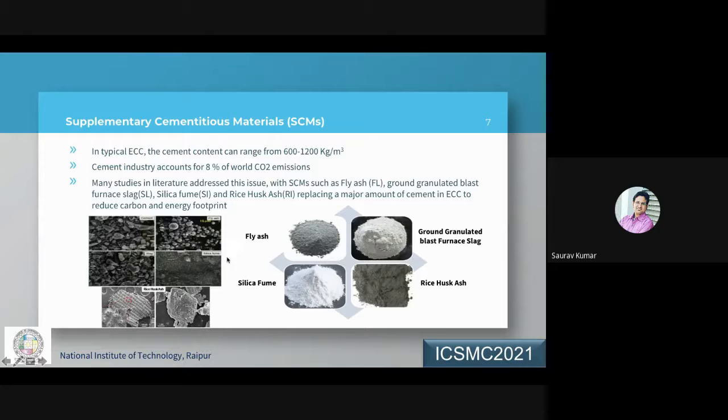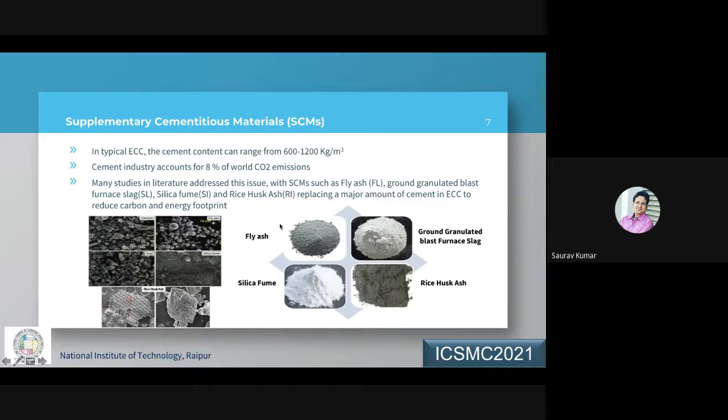Coming to supplementary cementitious materials, why are they used particularly for ECC? The cement content required for ECC is higher, 600 to 1200 kg per meter cube, and the cement industry is also responsible for a higher emission of CO2, about 8%.